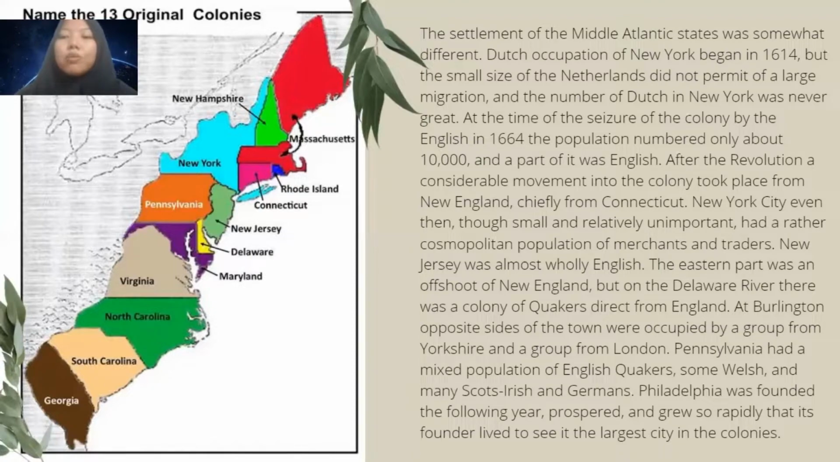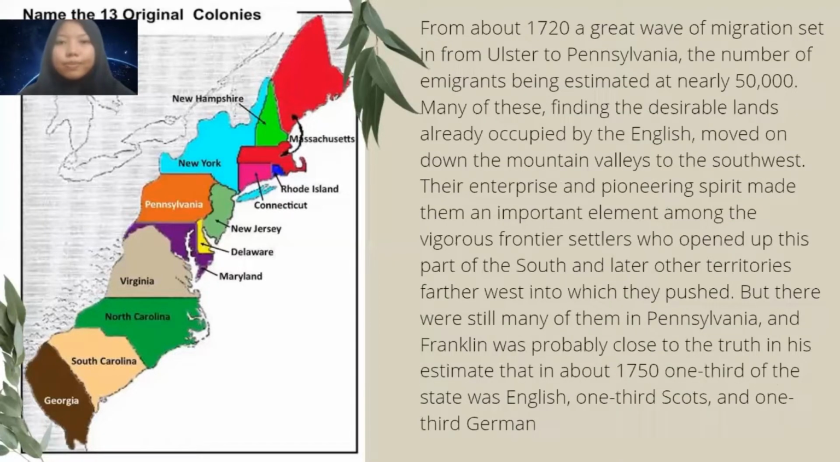The eastern part was an offshoot of New England, but on the Delaware River there was a colony of Quakers direct from England. At Burlington, the opposite side of the town was occupied by a group from Yorkshire and a group from London. Pennsylvania had a mixed population of English Quakers, some Welsh and many Scotch, Irish, and German. Philadelphia was founded the following year, prospered, and grew so rapidly that its founder lived to see it the largest city in the colonies.